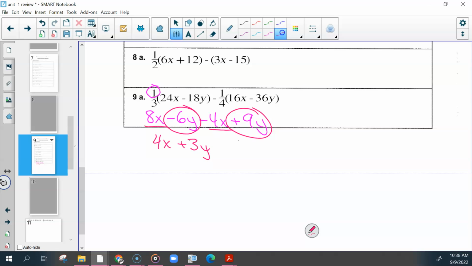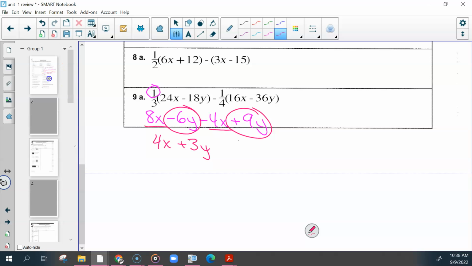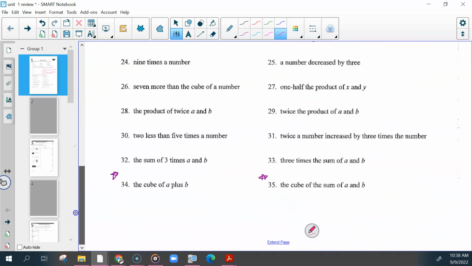Make sure you're good with modeling. On the review of the expressions, 23, 6. 7 more than the cube of a number. More than means what? Adding. So 7 more than the cube of, not the cube root of, so this would be raised to the 3rd power. Pick a variable. X would be 7 plus x cubed. Now if it said the cube root of x plus 3, then it would be different.